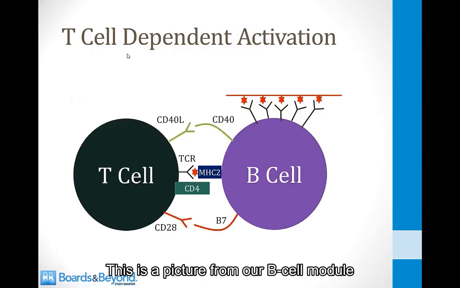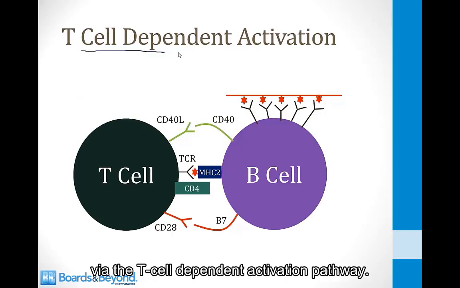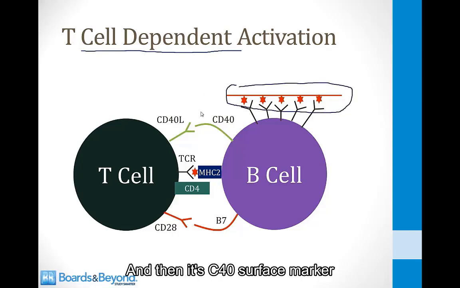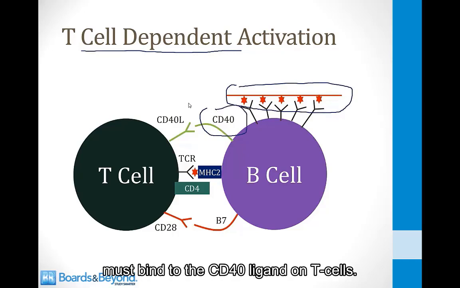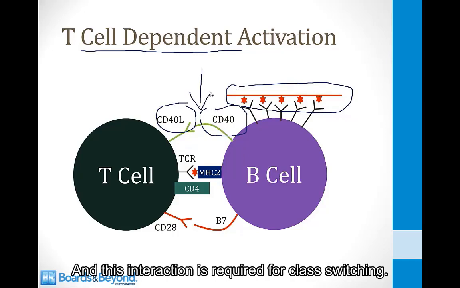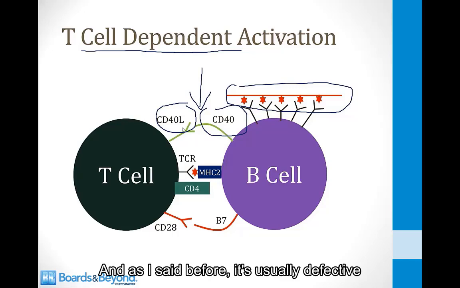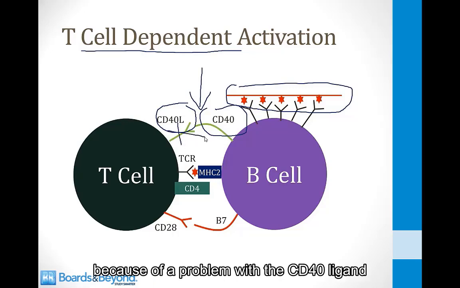This is a picture from our B cell module showing a fully activated B cell via the T cell dependent activation pathway. A B cell has to bind and cross-link an appropriate antigen, and then its CD40 surface marker must bind to the CD40 ligand on T cells, and this interaction is required for class switching, and this interaction is what's defective in the hyper-IgM syndrome. And as I said before, it's usually defective because of a problem with the CD40 ligand right here on the T cell.